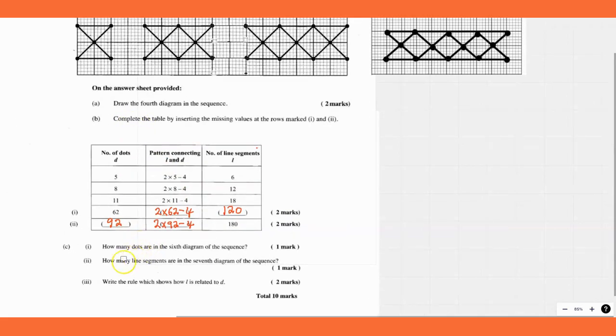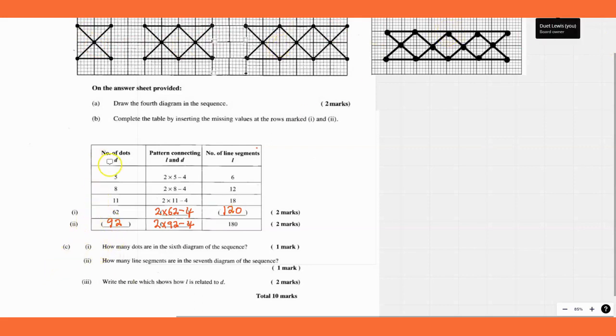So in part C, how many dots are in the sixth diagram in the sequence? The sixth diagram in the sequence has to do with the position of the diagram in the sequence. So it's the sixth position. This will be the first position, second, third, fourth, fifth, sixth, and so on.